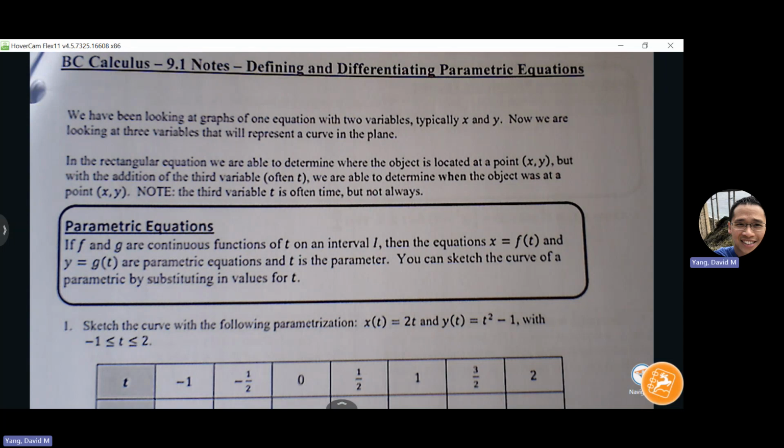If we see a parabola in front of us, we know where each point is, but we don't know when the point actually reached that value, or when the graph actually reached that point. So it just gives us additional information in terms of when it reaches and also how the graph is formed, which direction it's forming. Okay, so parametric equation: if f and g are continuous functions of t on the interval I, then the equations x equals f of t and y equals g of t are parametric equations, and t is the parameter.